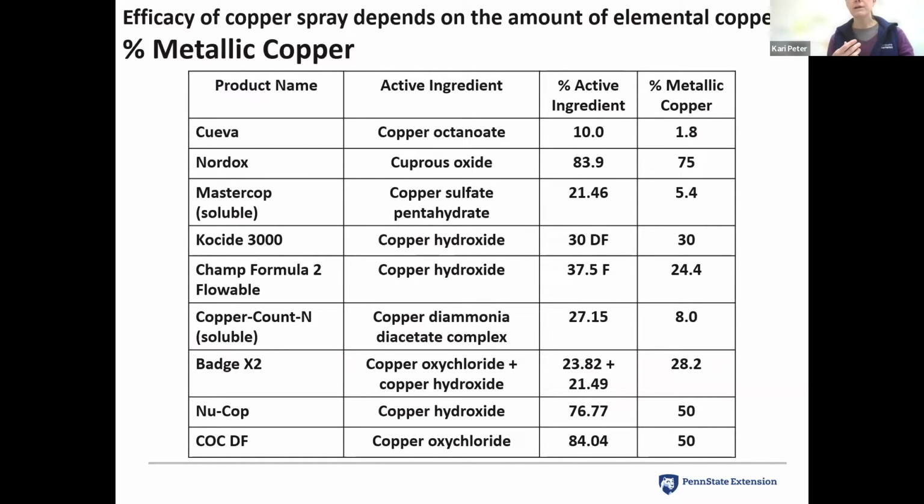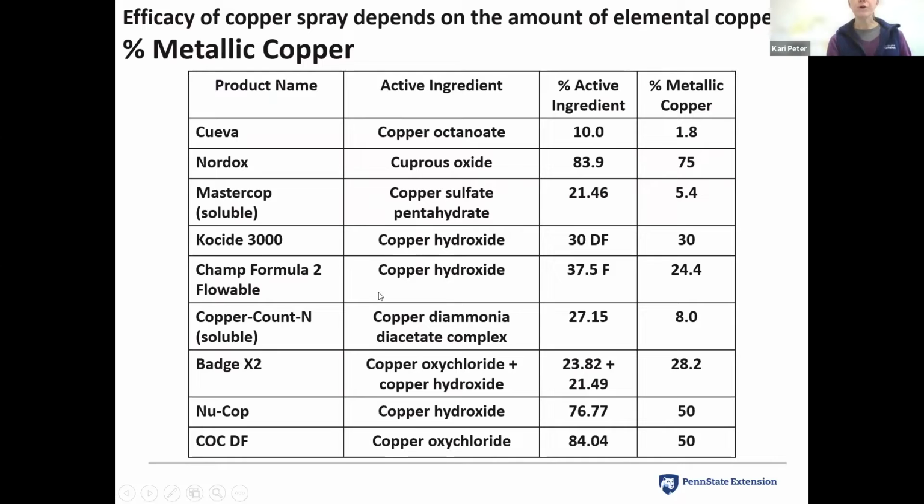Now, in contrast to something like Nordox, which is 75% metallic copper, that means there's 0.75 pounds of metallic copper per pound of Nordox, since it's a solid product. So there's a lot more copper in that. This is all on the label, so you want to be focusing on the percent metallic copper. As you can see, the metallic copper content is very different based on the product.